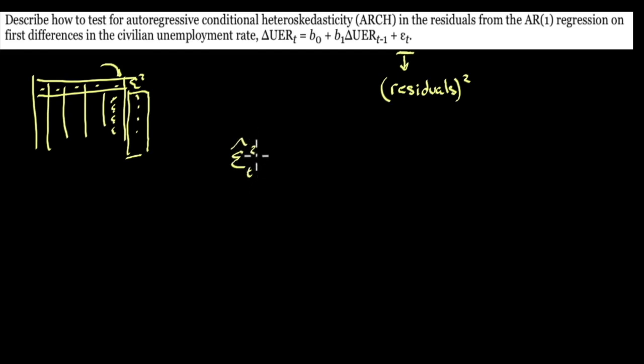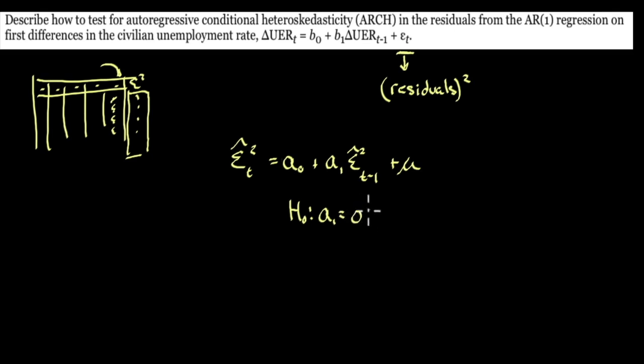E squared equals A naught plus, actually, let me make that a little bit better so we see it. A naught plus A1 times E squared, estimated at T minus 1, plus some error term. And then you want to test A1 equal to 0.